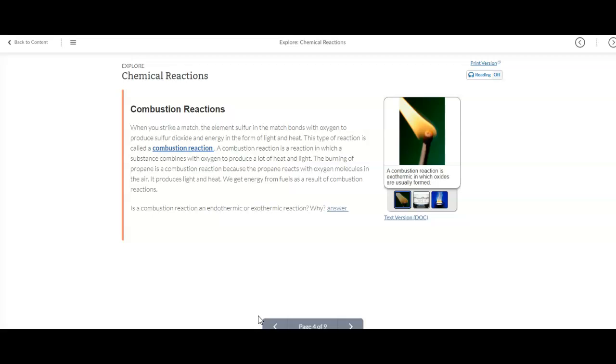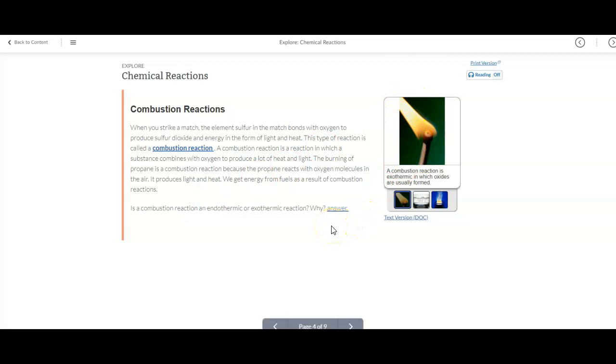We get energy from fuels as a result of combustion reactions. So this would be where in your notes a picture might be helpful. If you have your definition for combustion reaction and you drew maybe a match with a flame, that would signal to you, heat is being produced, a lot of heat and light. So burning of propane or something like that, it's reacting with the oxygen in the air. So the combustion reaction producing heat, that might be a good picture to add in.